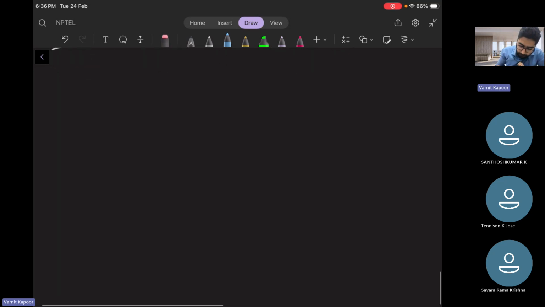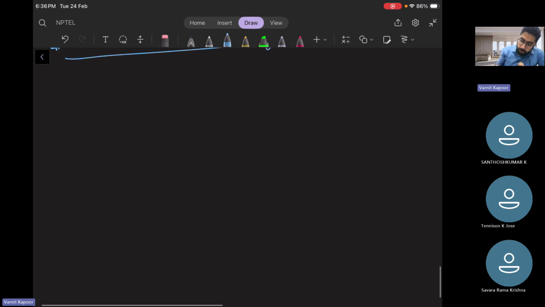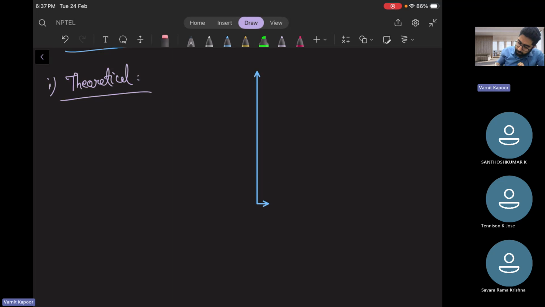Let's come to the topic of actual and ideal PV diagram. So let us say the first is theoretical or ideal, which we have been studying. How does that look? We have been studying it multiple times. We have made this plot of pressure and volume.